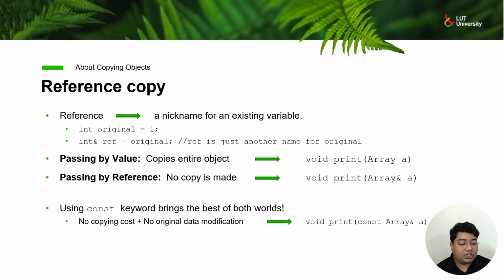When we pass an object by value, the entire object is copied. That can be expensive for large objects. When we pass by reference, no copy is made. Most of the time, the best choice is a const reference. It gives us the efficiency of passing by reference while also preventing accidental modification of the original object. You will see const class name & everywhere in modern C++ because of this exact reason.